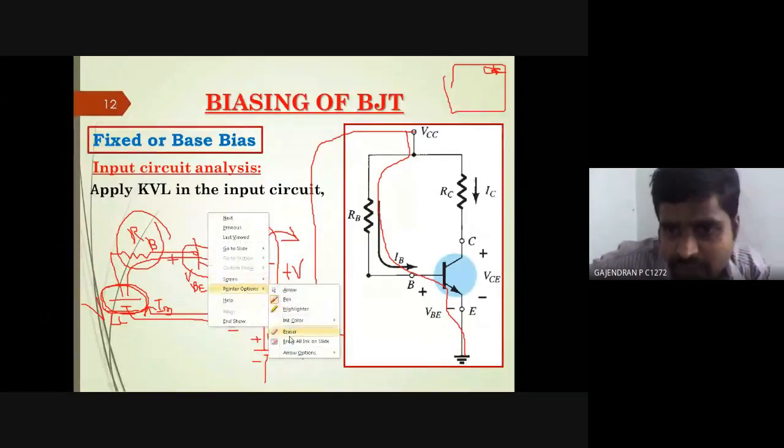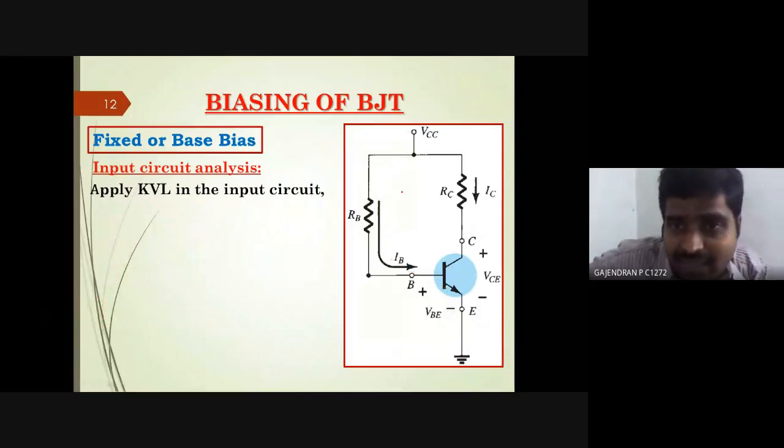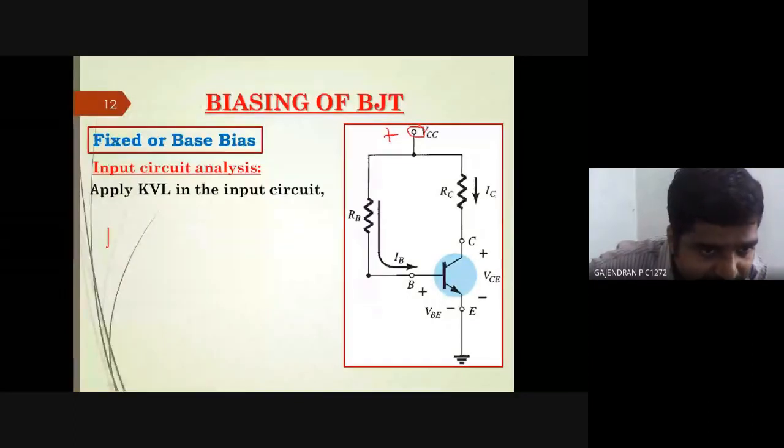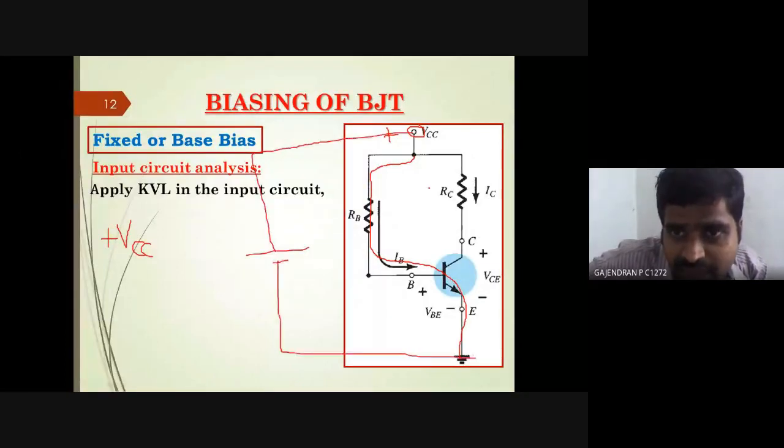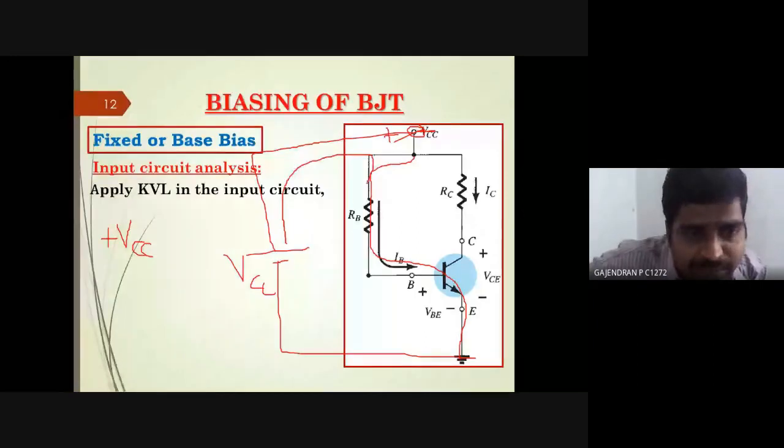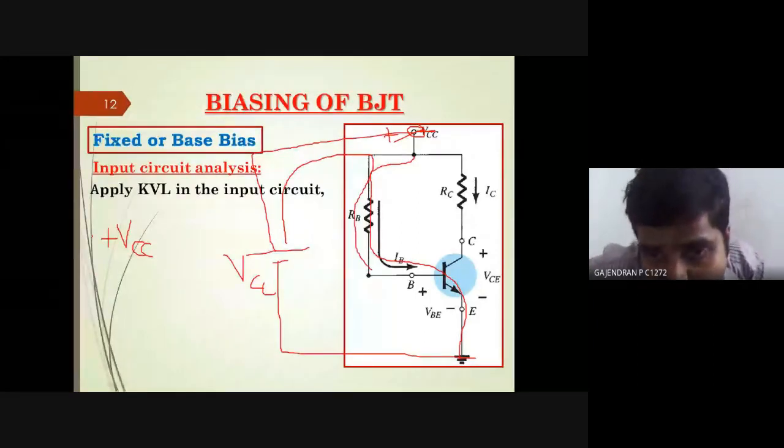Come to this circuit. Straight away start writing the equation. VCC is the source, so I am going to write it as plus VCC. Now there is a current flow in my circuit due to this VCC source. I can put the source on this side also. The VCC is going to deliver some energy to my biasing circuit, therefore plus VCC. Now the drop across the resistor.